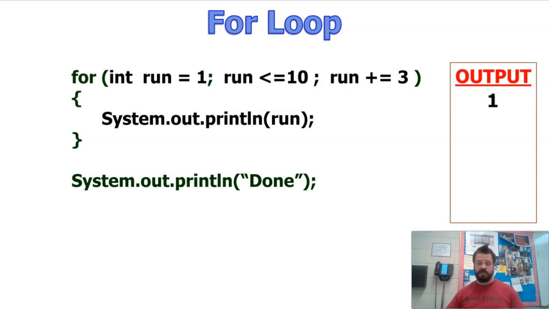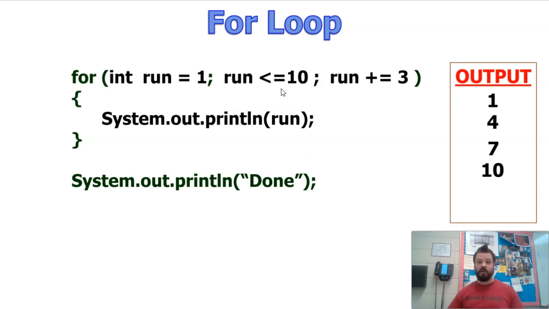It will print the value of run, which is 1. It's then going to increment, so run is now a 4. 1 plus 3 is 4. That is still less than 10, so the loop will run. It'll print the run, increase the value by 3, which would be a 7. It'll print that. Increase the value by 3 again, which would be a 10. It will print that because we do have the or equal to here.